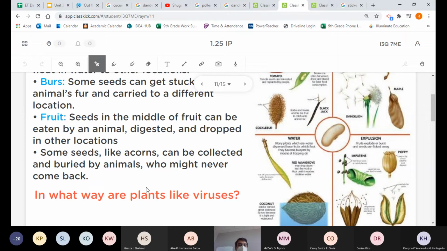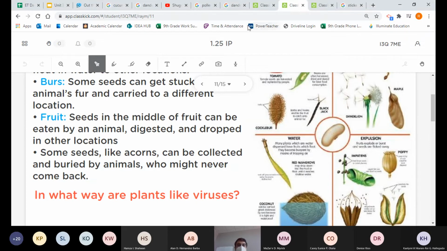And then some seeds, like acorns, can be collected and buried by animals who might never come back. So, this is also a grim example, let's say that there's a squirrel. Squirrel buries a bunch of acorns, and the squirrel goes out and gets hit by a car, right? That squirrel's never going to come back. So those acorns have now been planted, and they can grow into a new oak tree. Usually what happens is the squirrel would come back, dig it back up and take it where it needs to go. But the point is, the squirrels act as a kind of seed dispersal mechanism.